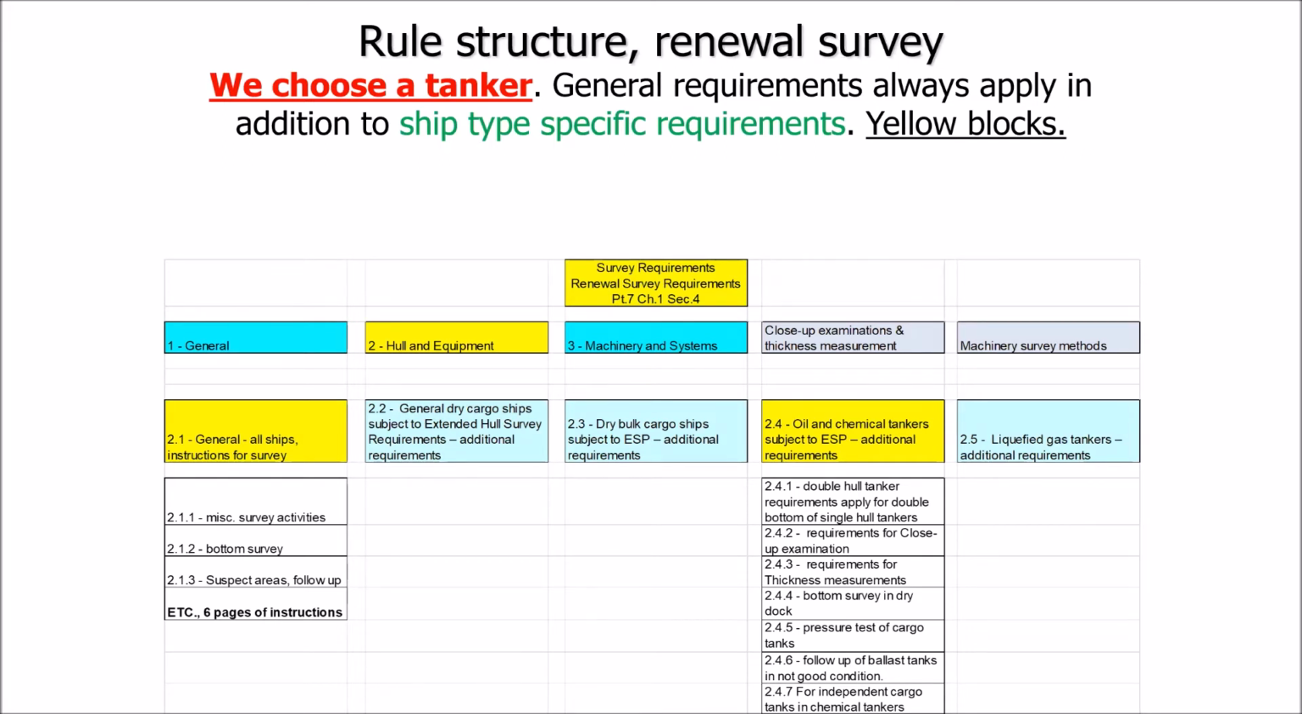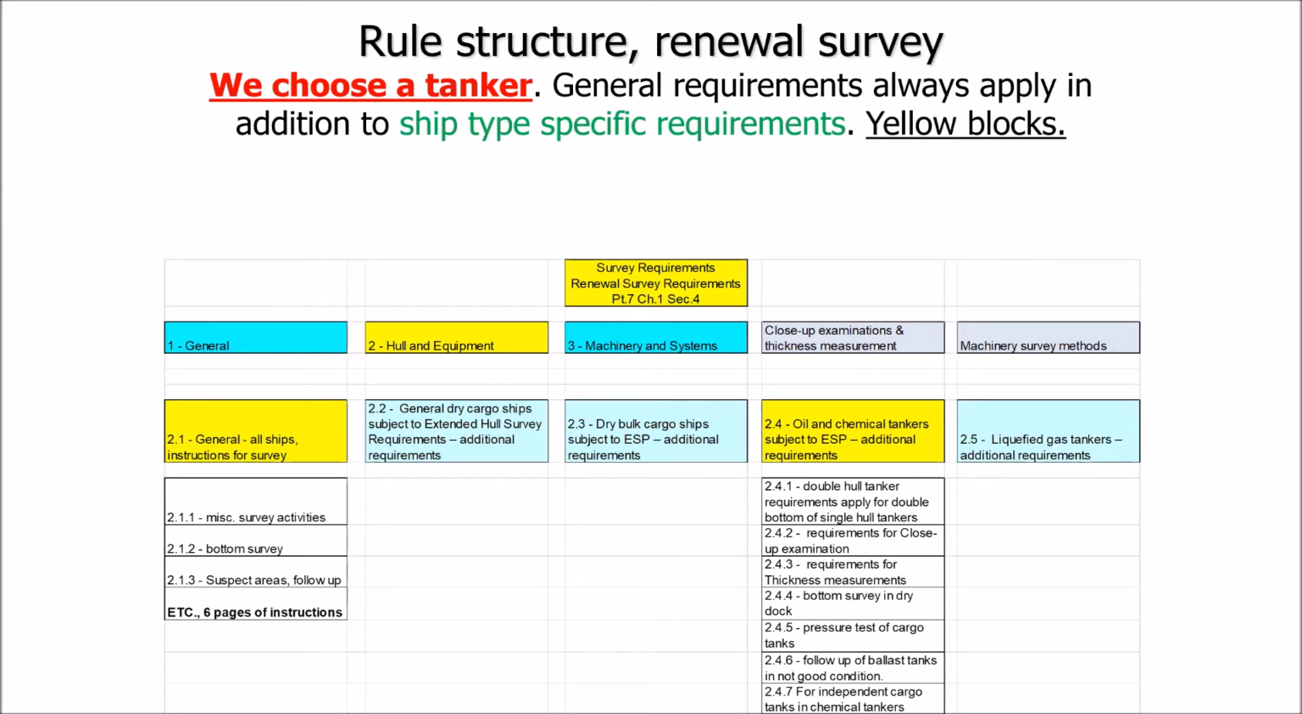Also below this one, we have oil and chemical tankers 2.4 and all this, 241. You recognize this view from this PDF document also. You saw the same thing, 242 for instance, and requirements for thickness measurement. That refers to that other section that we talked about before. On the left side, 2.1, under that one, you see first 211, right? That's miscellaneous survey activities. That's for all ships. And 212 is bottom survey. 213 suspect areas follow-up, small part of this.